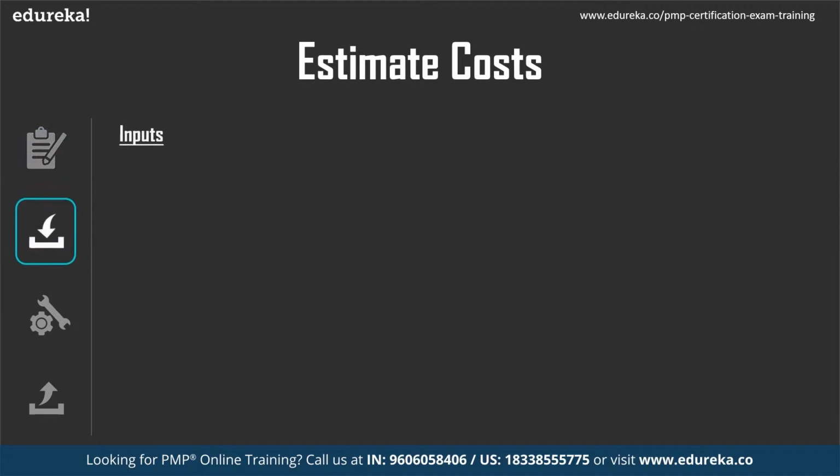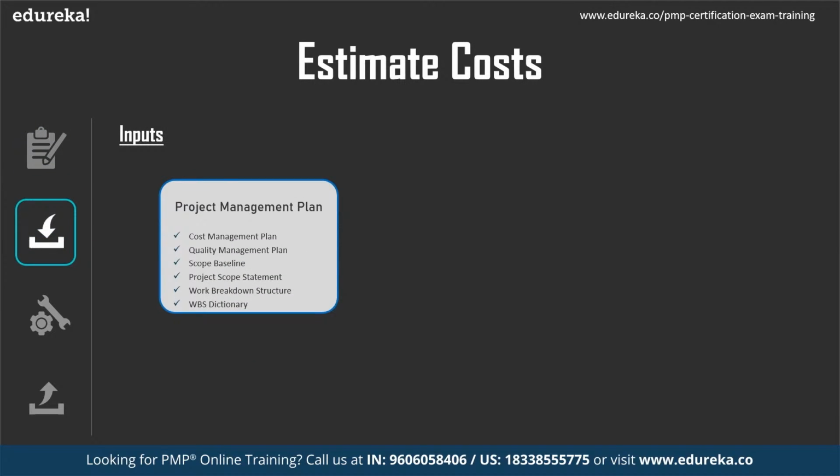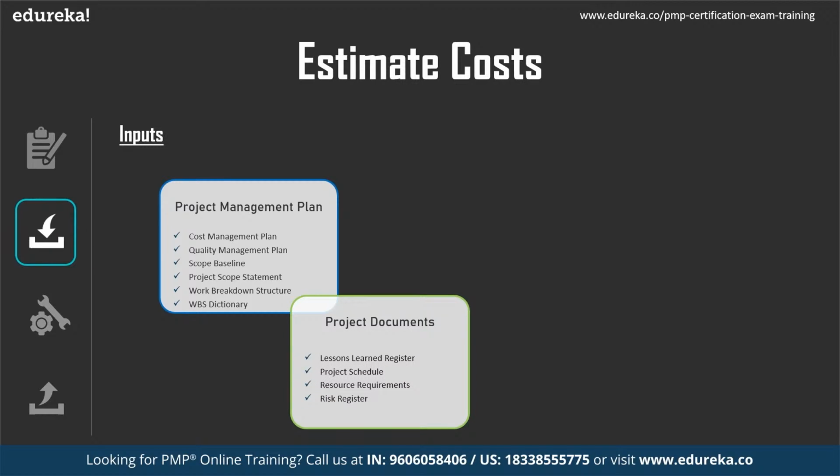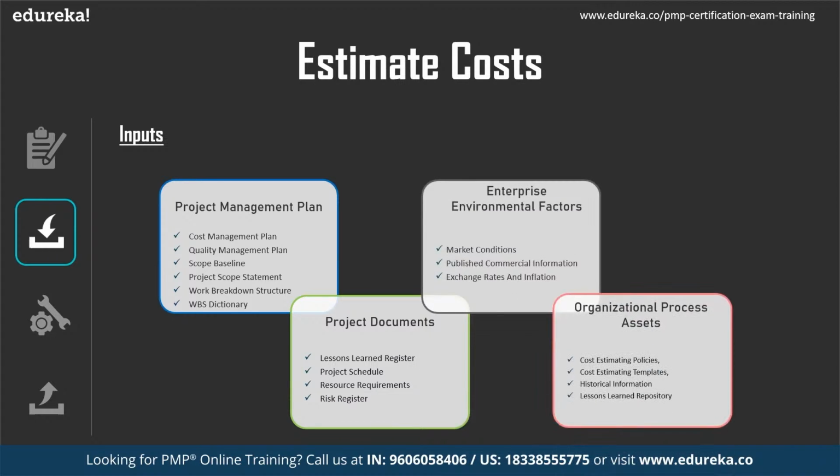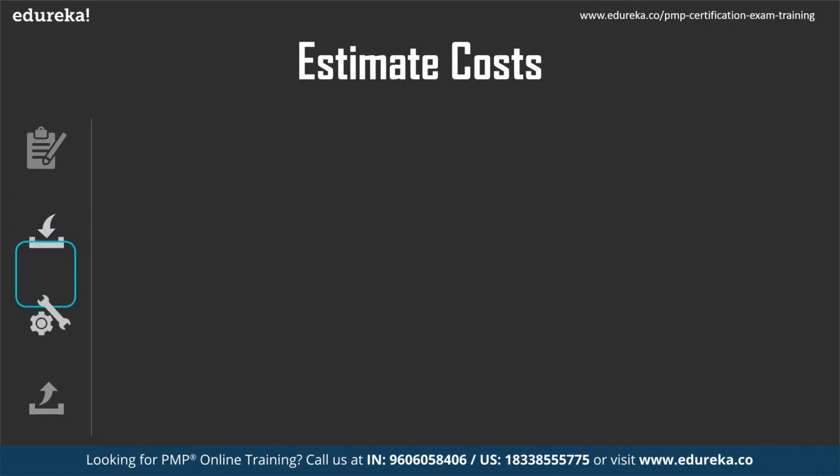So inputs to this process are project management plan like cost management plan, quality management plan, scope baseline, project scope statement, work breakdown structure, WBS dictionary. Project documents like lessons learned register, project schedule, resource requirements, risk register, then enterprise environmental factors and organizational process assets. The tools used as part of this particular process, estimate cost, would be expert judgment, where experts are involved, mainly financial experts, experts who understand that particular project domain and the cost of it.